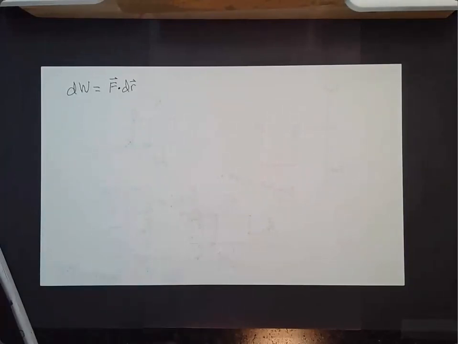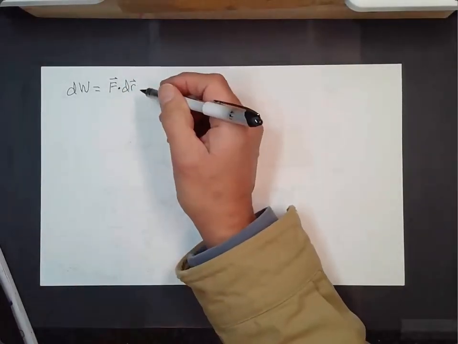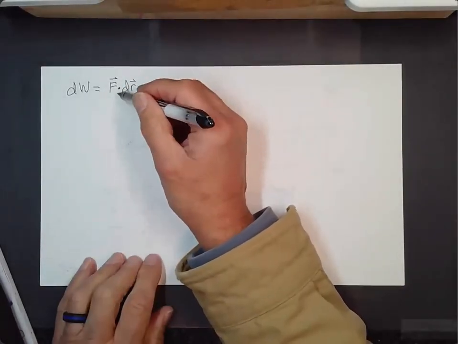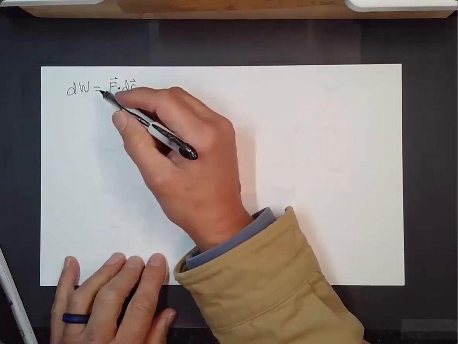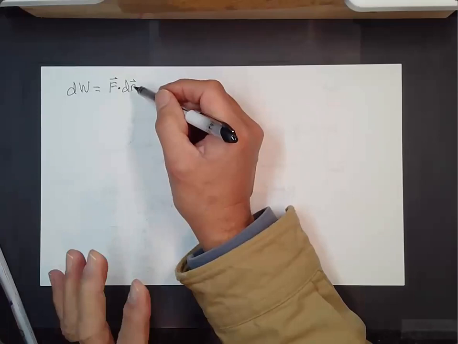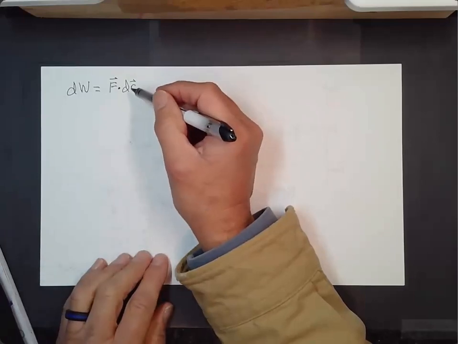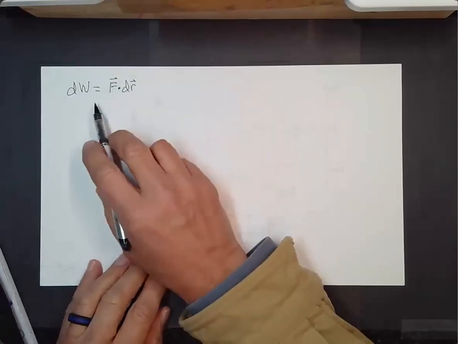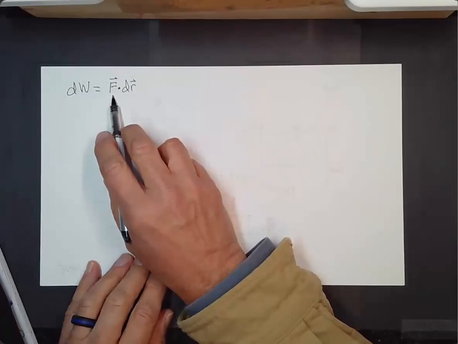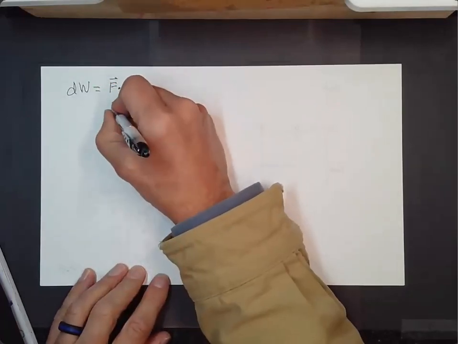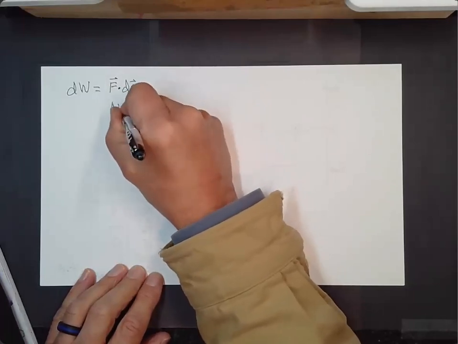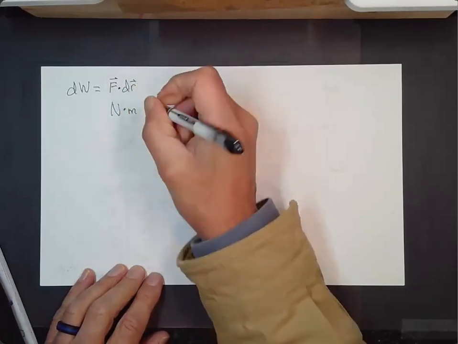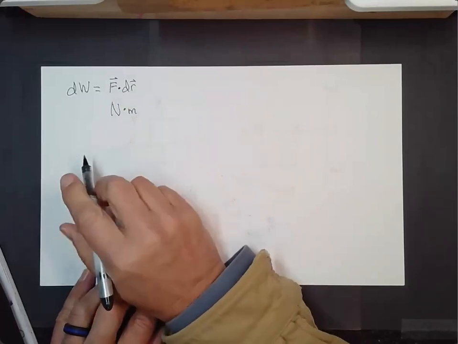By the way, need to introduce some units here. If work is going to equal F times X, or F delta X, or F dr, well, our unit of F is the Newton. Our unit of distance is the meter. And so we'll have Newton meters for that combination.